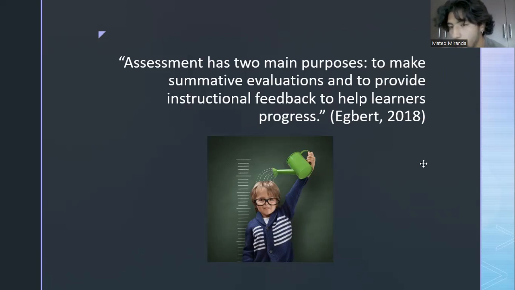So that's why this is very important as a teacher. Know how your kids are going and help them reach the goal of the class or of the semester or the week.